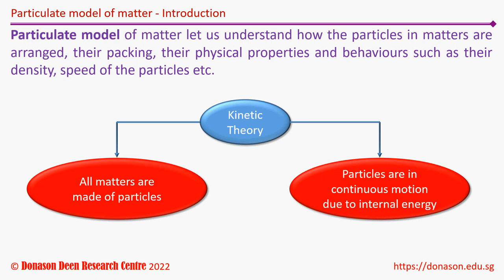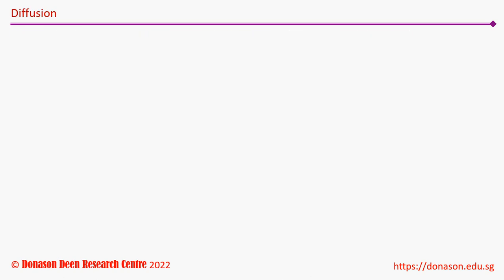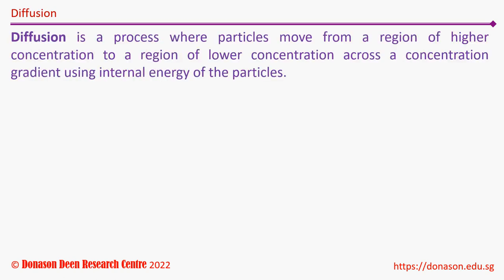So if we can demonstrate that all matter is made of particles and particles are in continuous motion due to the internal energy, without the motion or the movement being influenced by factors such as density, gravity and all that, then we have proved kinetic theory of matter. So what is diffusion? Diffusion is a process where particles move from a region of higher concentration to a region of lower concentration across a concentration gradient using the internal energy of the particles, and that is what we mean by diffusion. So you must remember the definition for diffusion.